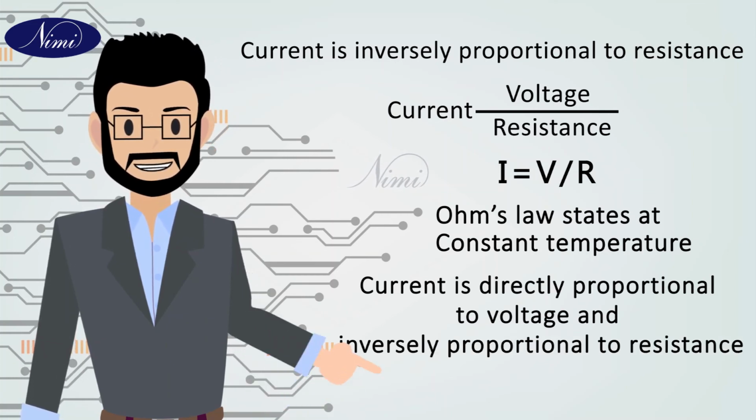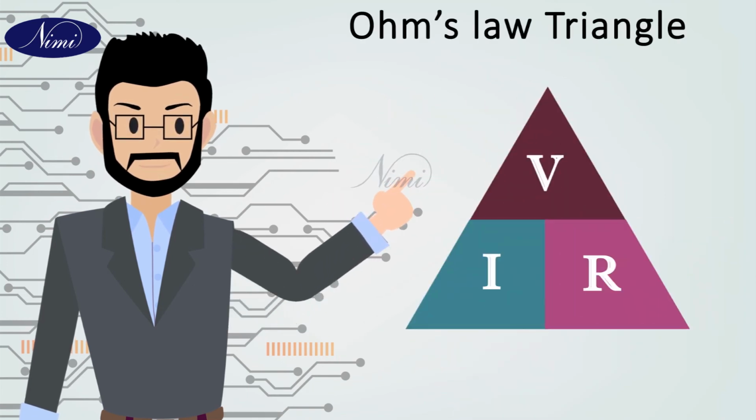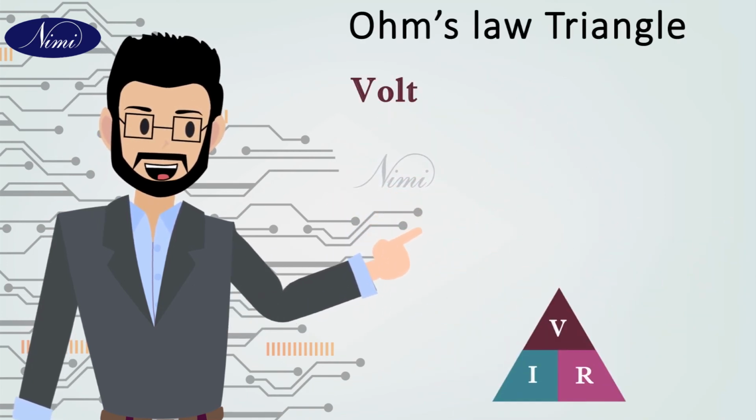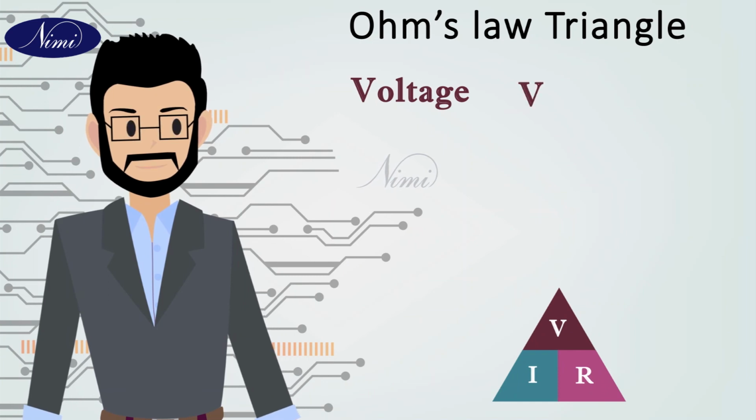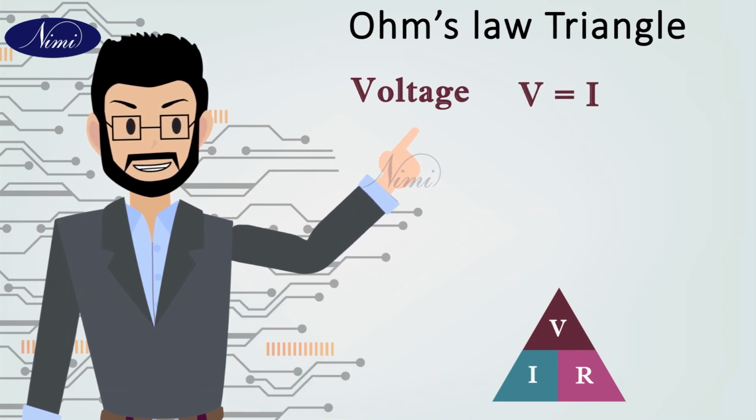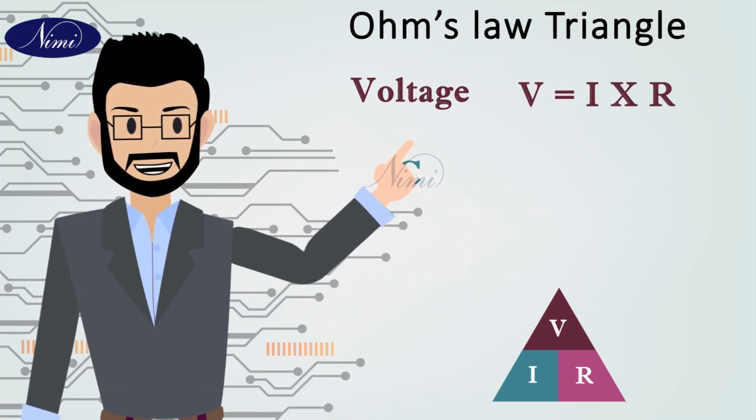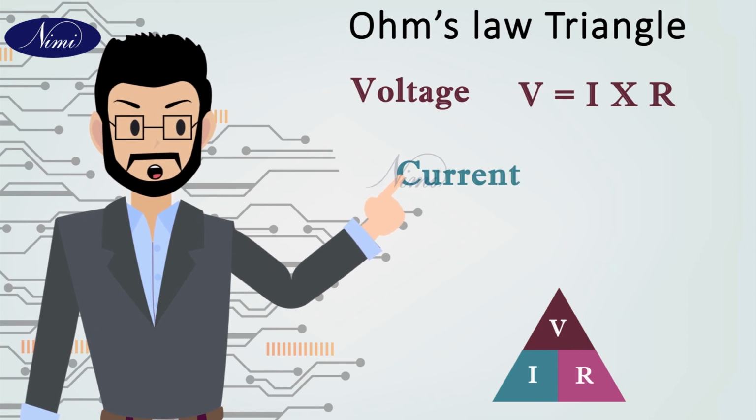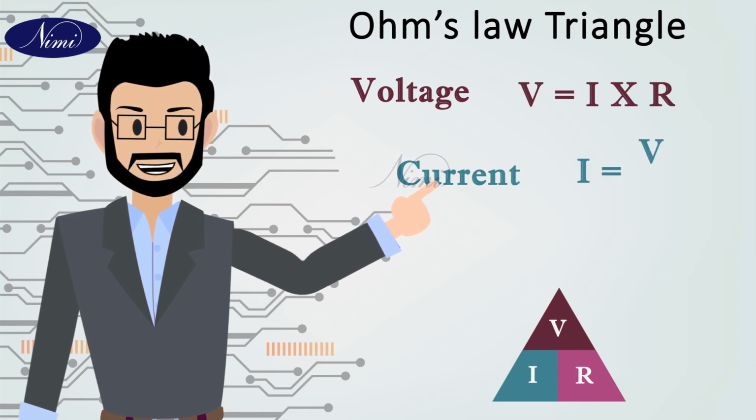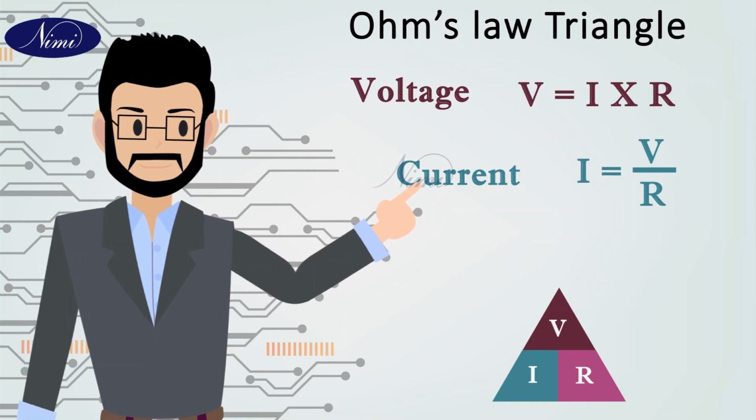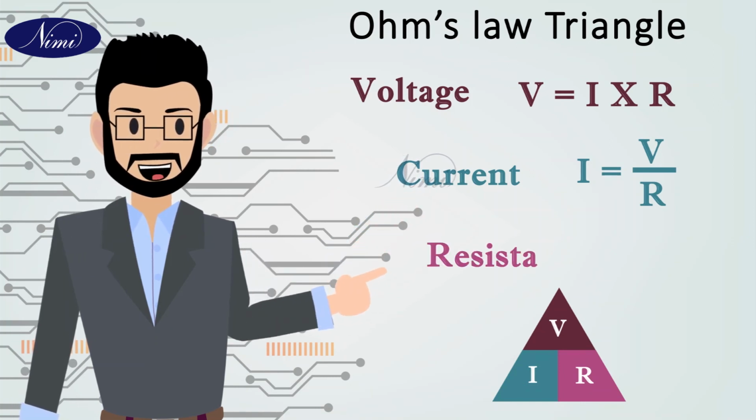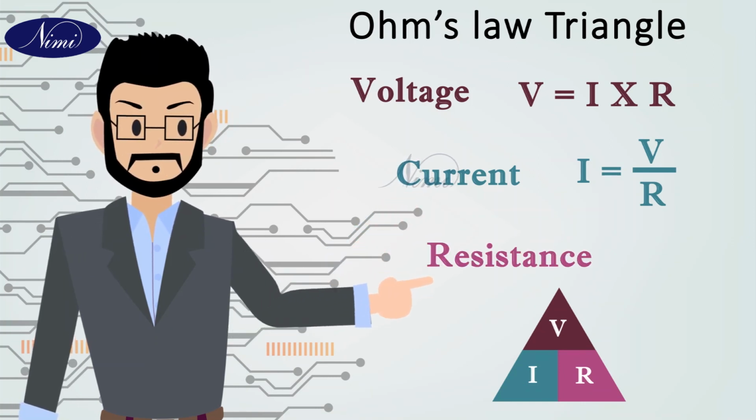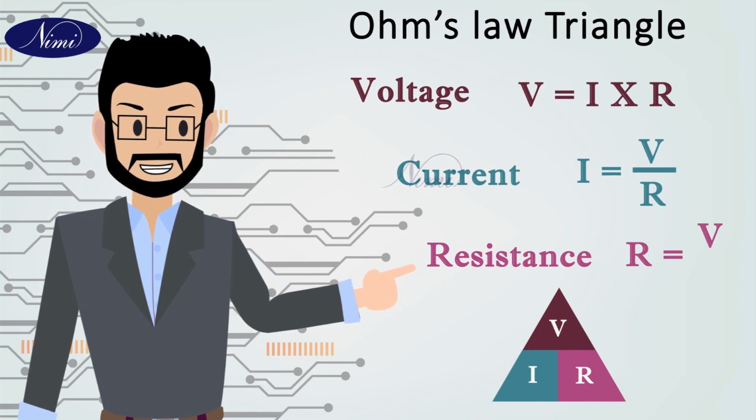From this Ohm's law triangle, voltage can be calculated by using the formula V is equal to I into R, and current can be calculated by using the formula I is equal to V upon R. Resistance can be calculated by using the formula R is equal to V upon I.